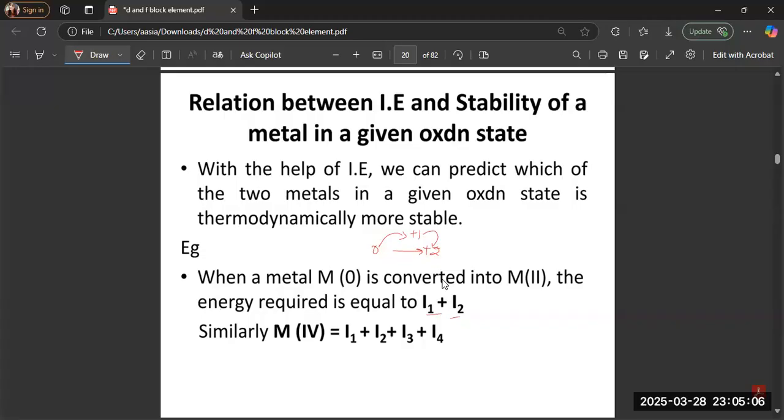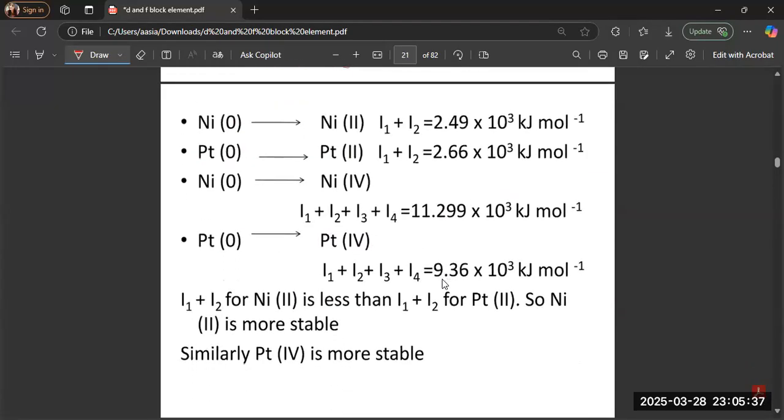Similarly, if a metal is converted from the 0 oxidation state into the +4 oxidation state, what is the energy required for this? The energy required will be I1 plus I2 plus I3 plus I4. I hope it is clear. Meera, Upsana, is it clear? Yes.